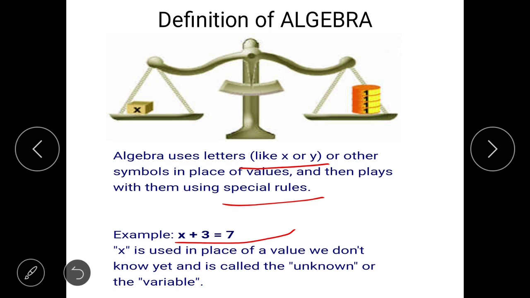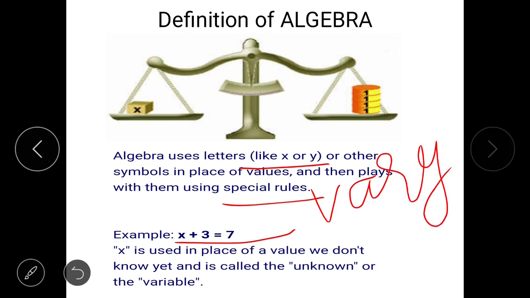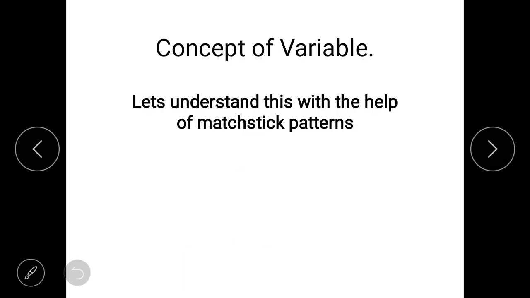Basically, the word variable comes from the root word vary, which means whose value can change. That's a variable. A variable's value changes depending upon the given condition. Now, let us first try to understand the concept of variable that we use in algebra. We will try to understand this with the help of matchstick patterns.